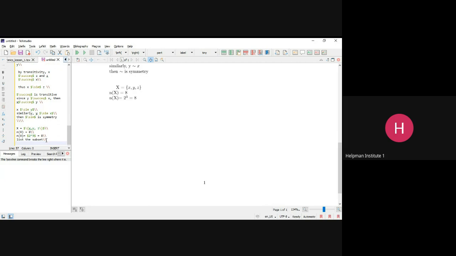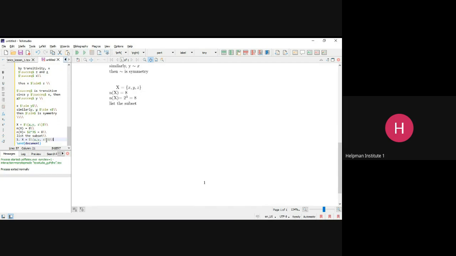So to list the subsets, what are the subsets? Every set is a subset of itself, right? So the first set we have there, number one, is the set itself. So that is the first set we have.